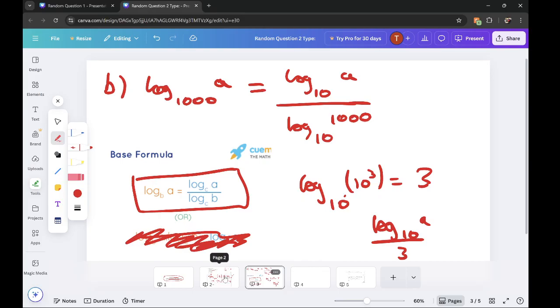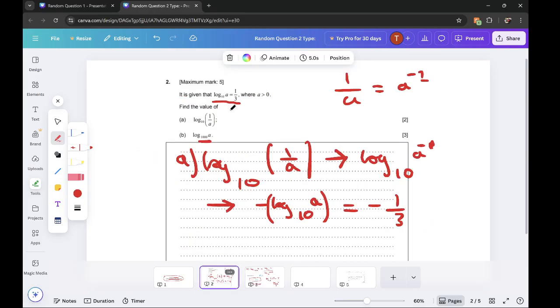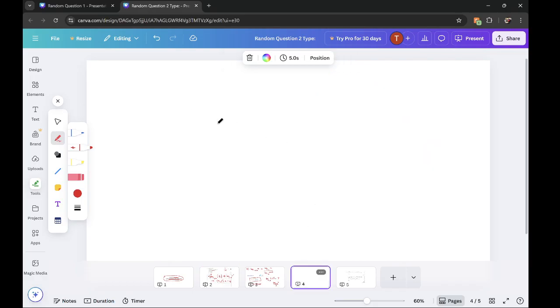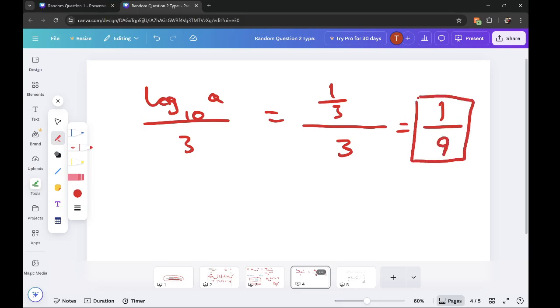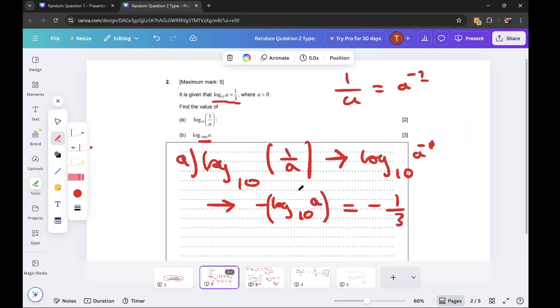And if you use what they've given you here, which is log base 10 of a is equal to 1/3, we had our expression log base 10 of a over 3. So it's just equal to 1 over 3 over 3, which is just 1 over 9. Bam. Done and done. Solved. Really nice, really simple, 5 marks: 2 marks for part A, 3 marks for part B.